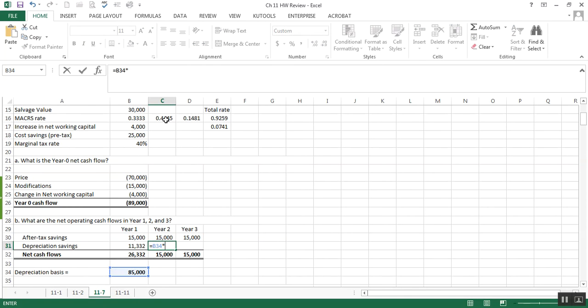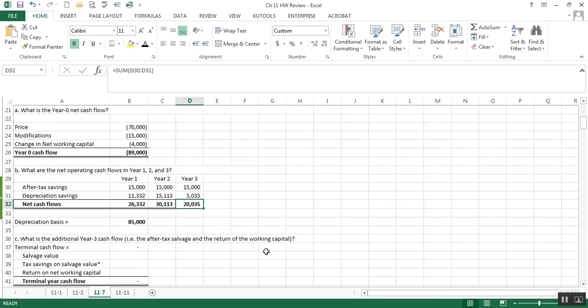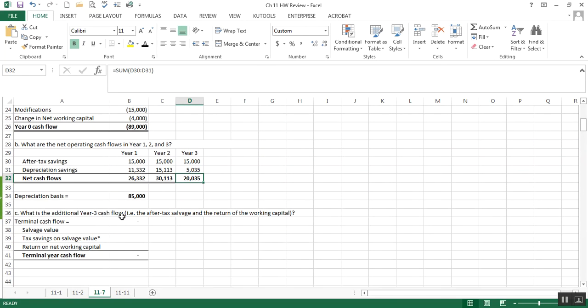85,000 again times our year 2 rate times our marginal tax rate, and our year 3 rate times again our marginal tax rate. So year 1 is 26,332, year 2 is 30,113, and year 3 is 20,035. What is the additional year 3 cash flow, i.e. the after-tax salvage and the return of the working capital? This is known as our terminal cash flow.